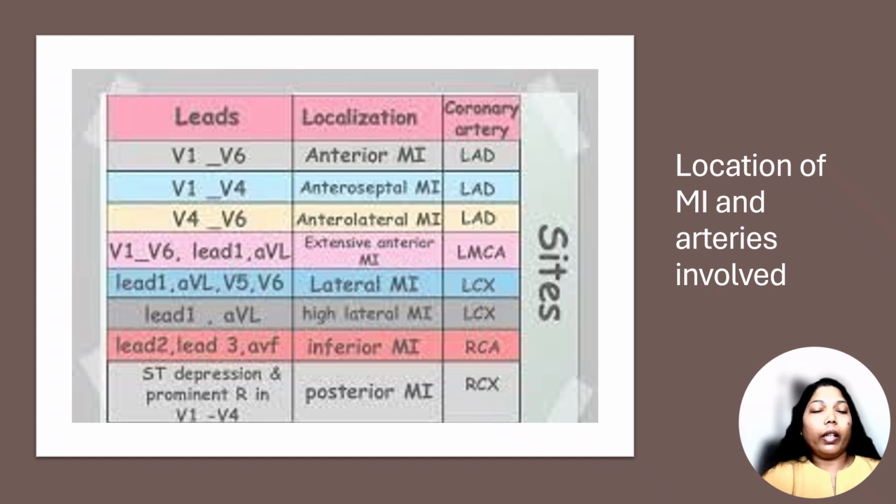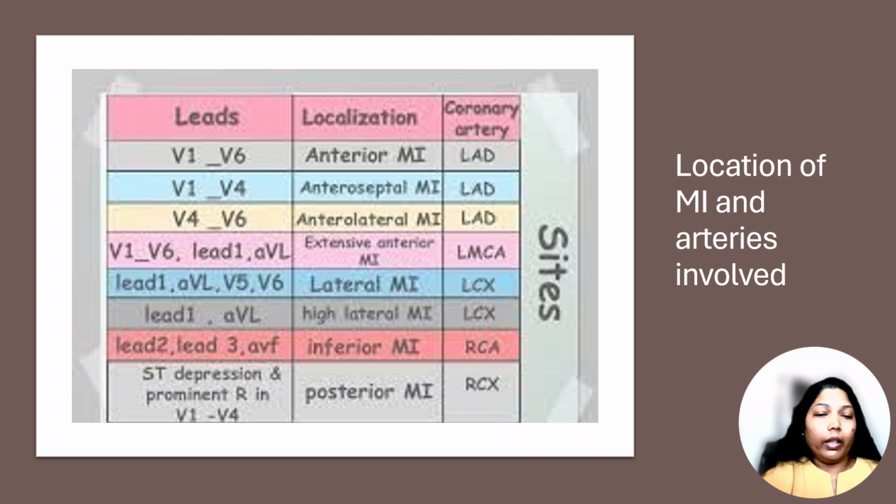If there are EKG changes in V1 to V6 and lead 1 and AVL, it is called extensive anterior MI, and the artery involved is LMCA, that is the left main coronary artery. So this is a very serious issue. Even the LAD is also a serious issue.